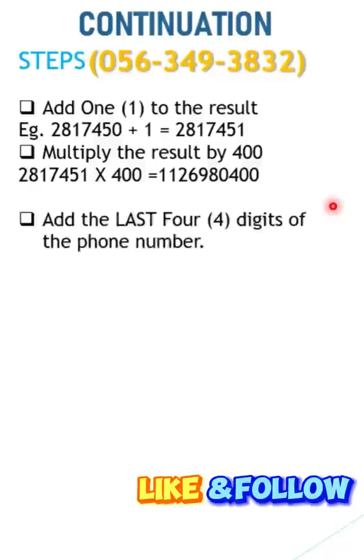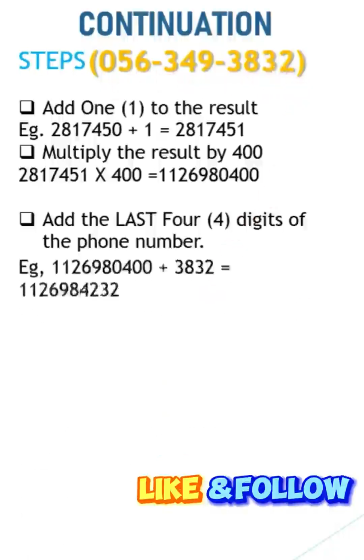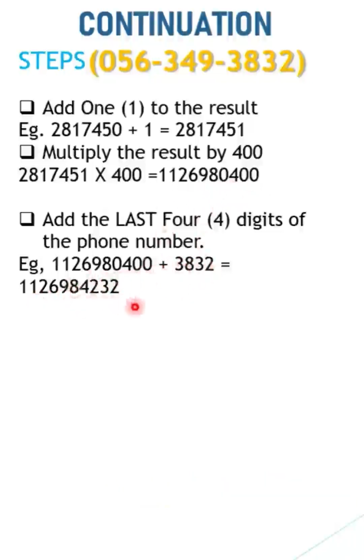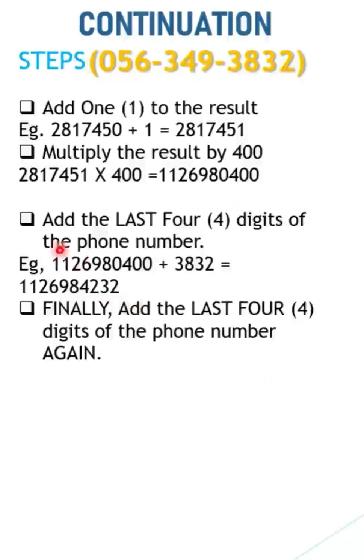Now add the last 4 digits of the phone number. So the last 4 is 3832. We added the first 3, the next 3, now the last 4 digits that are remaining. So you add it to this result, 1126980. So that is what we did, and this is the result you are going to get. Now repeat the thing again. So you are going to add the last 4 digits again.